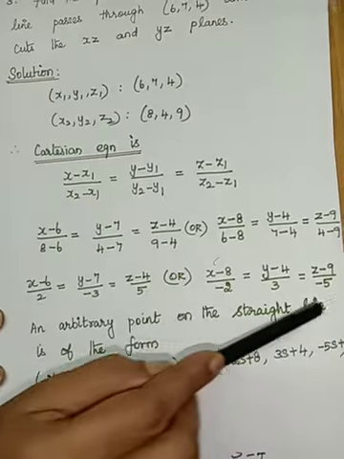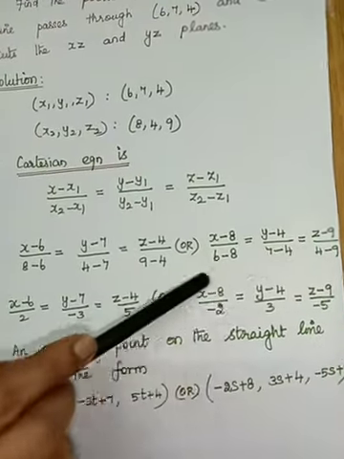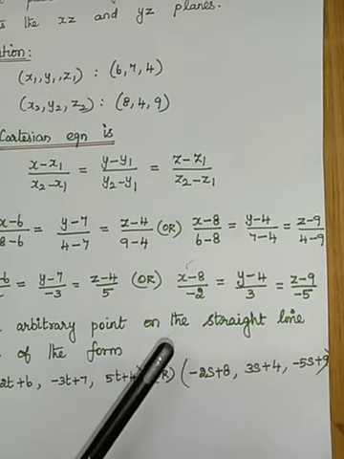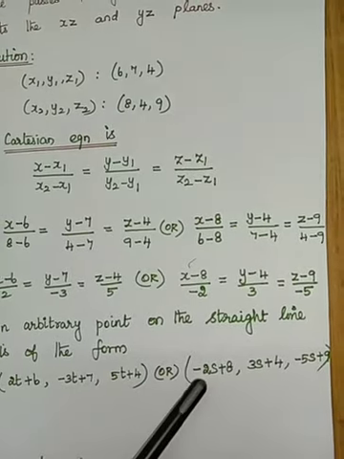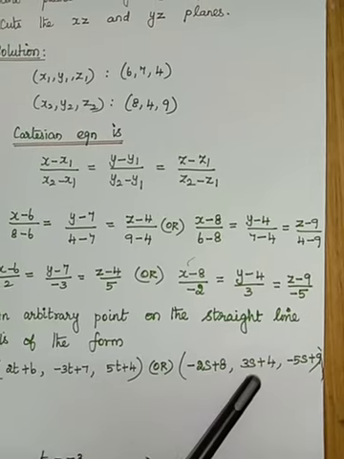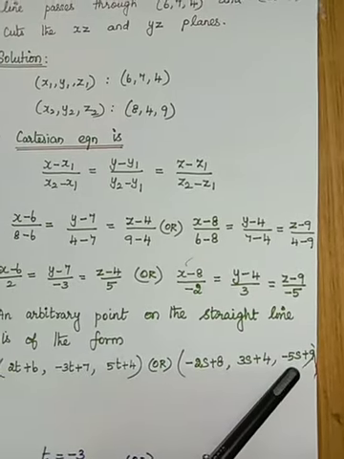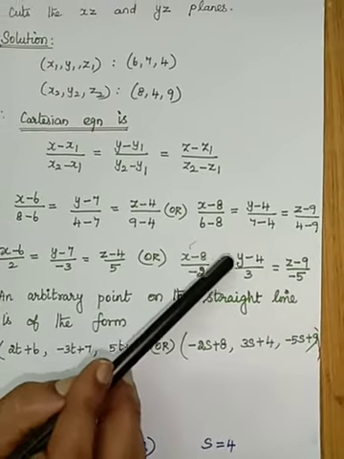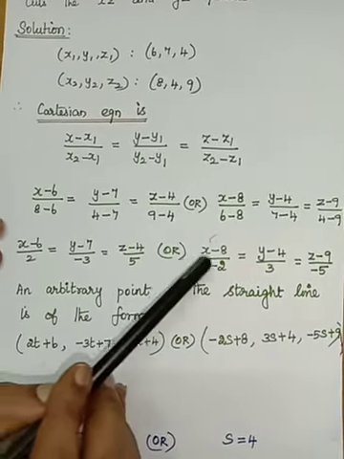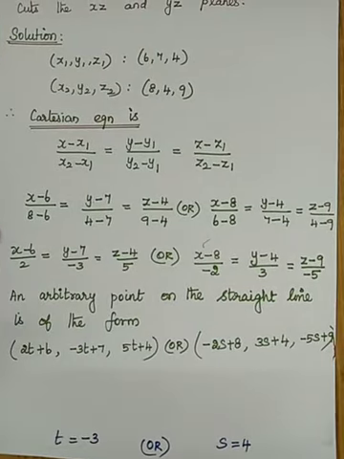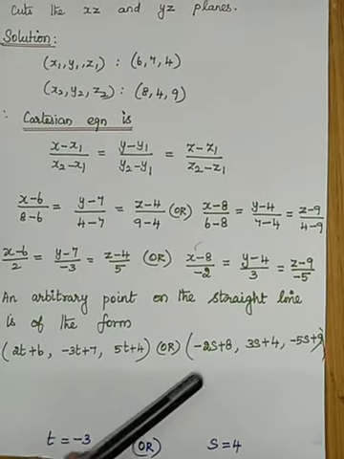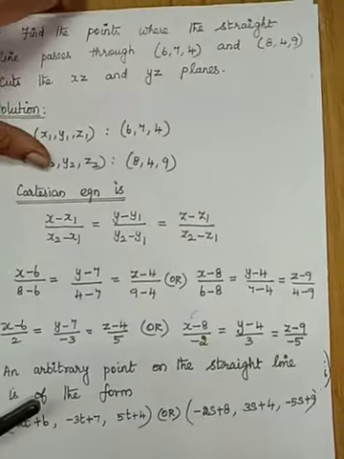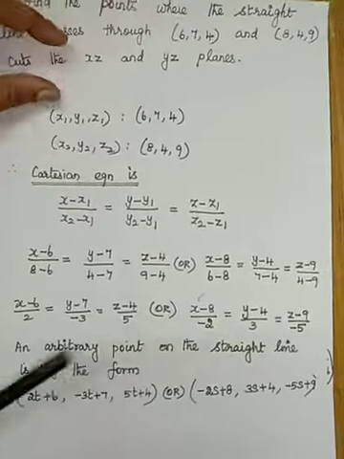In the same way, the 3 terms of the next line are equal to s. So another parameter, it is equal to s. From that you have to find out what is x, what is y and what is z. Consider the first term: (x minus 8) by minus 2 is equal to s, means x minus 8 is equal to minus 2s, so x is equal to minus 2s plus 8. In the same way, you have to find the points on this straight line.